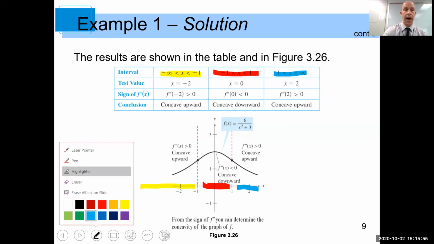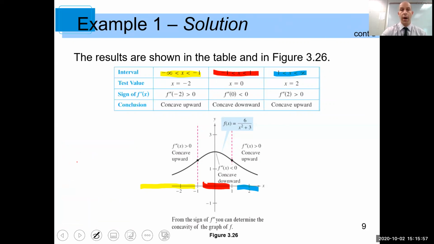So when we do that, if you plug a value that's less than negative 1 into the second derivative, like negative 2, you will find that that value is greater than 0. In other words, it's positive. And if f double prime is positive, then it makes it concave up. So this function is concave up to the left of negative 1. By the way, same thing happens on the values over here to the right. Turns out that f double prime is greater than 0 when you pick numbers bigger than 1, like 2.